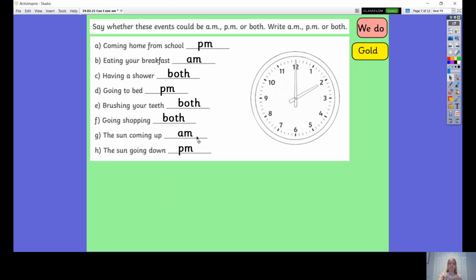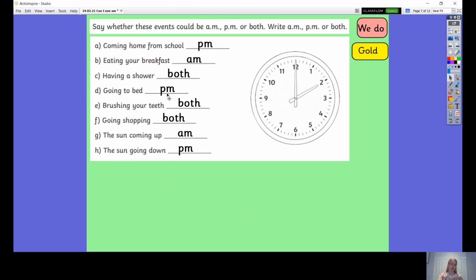Sun coming up, the sun always comes up in the AM, in the morning. Different times, in the summertime it comes up earlier in the morning, and in the winter time it comes up later, but it still always comes up in the morning. And then going down, again, it depends on the time of year, whether it goes down early in the evening. At the moment it still goes down quite early, doesn't it? Like perhaps 4 or 5 o'clock or something. In the summer, sometimes not until 9 o'clock, but it's still PM times. Okay, so the sun goes down in the PM. So well done if you got those right.